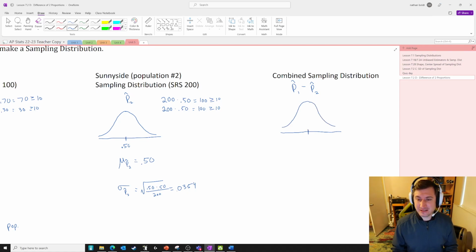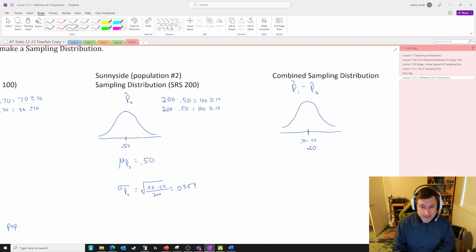Where is it going to be centered? Well, it's going to be centered at the true proportion. The true proportion, p1 minus p2, is just 0.70 minus 0.50. So the center will be at 20. Usually, if I take a sample from Edison and a sample from Sunnyside and I subtract them, I should get around 20%. But sample variability means sometimes the Edison sample will be a bit lower. Sometimes the Sunnyside sample might be a little bit higher. And so when I subtract them, you will get different numbers than 20, but they're going to be centered at 20.